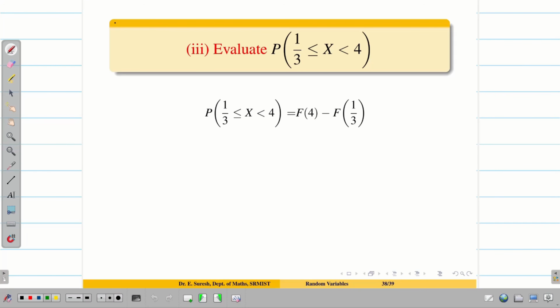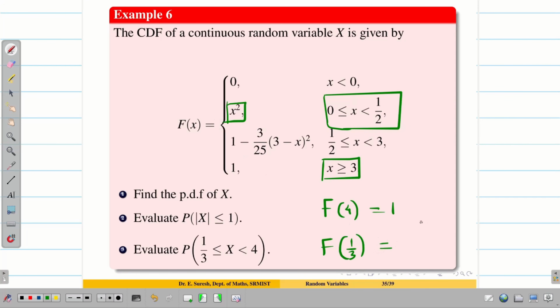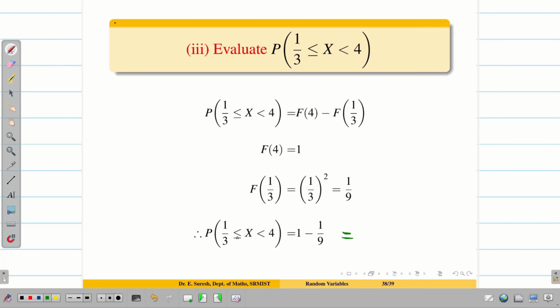Let us go back to the question. I need to find capital F of 4. Since 4 is greater than or equal to 3, directly I can write the answer as 1. And next we have to find F of 1 by 3. 1 by 3 lies between 0 to 1 by 2. The corresponding function is x square. So 1 by 3 whole square, that is 1 by 9. Therefore, the probability of x lies between 1 by 3 to 4 is 1 minus 1 by 9, that is simply 8 by 9.